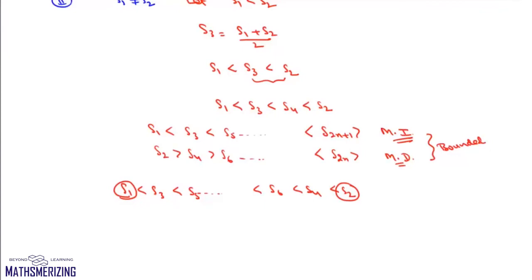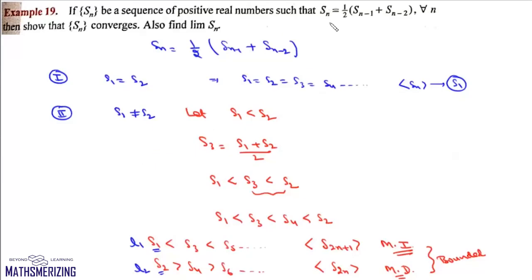Now suppose this first subsequence converges to the limit L1, and this second subsequence converges to the limit L2. So if n is odd, then we can write L1 equals 1 by 2 (L2 plus L1), and from here we can write L1 is equal to L2. If we take n as even also, again we'll end up getting L1 equals L2. So both the subsequences converge to the same limit, say L.